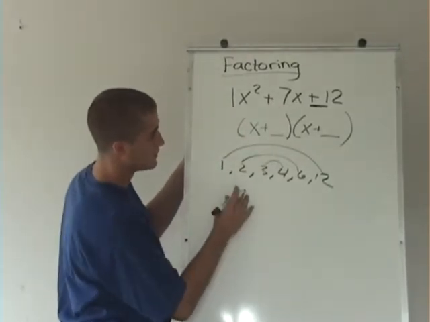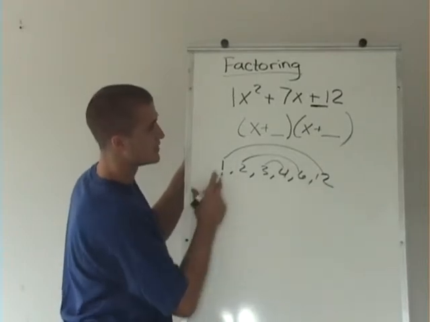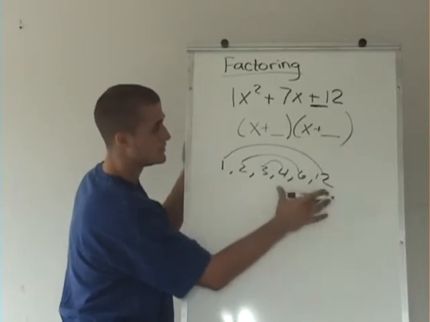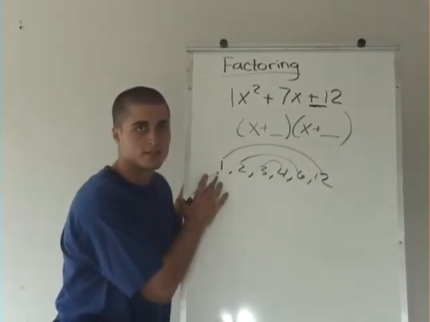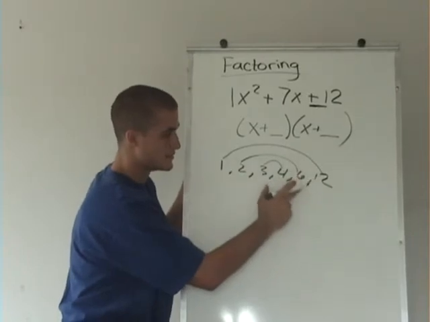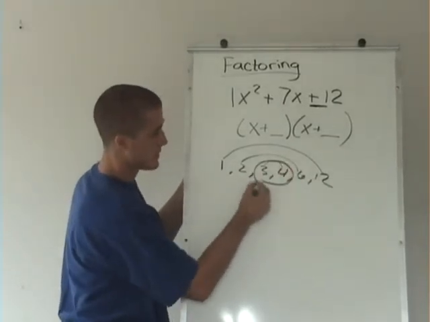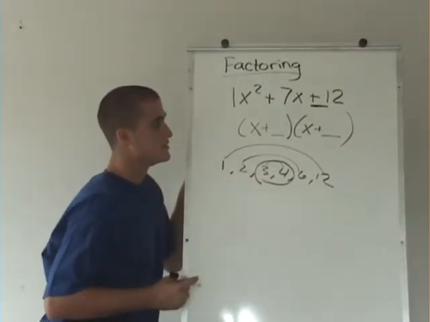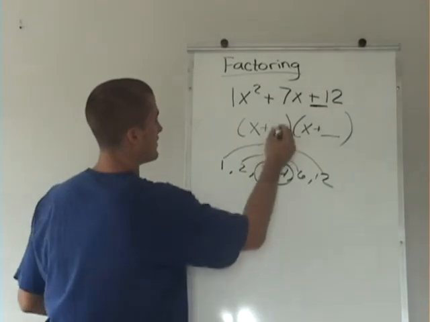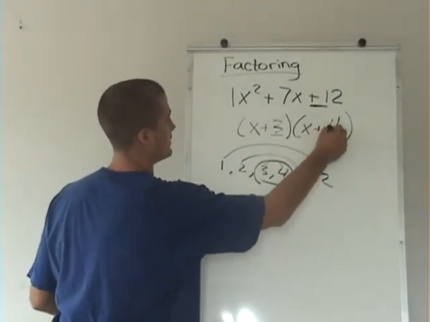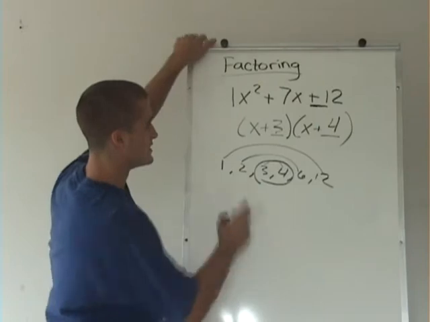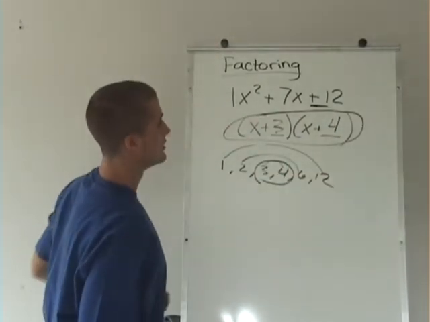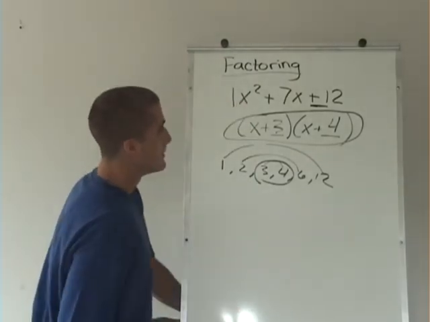So what we're going to do is see which one of these we can add or subtract together to get the 7. There's no way we could add or subtract 12 and 1 to get 7. And there's no way we could add or subtract 2 and 6 to get 7. But we could add 3 and 4. 3 plus 4 is 7. So we know that we're going to have a 3 and a 4 in here. And as it turns out, this is actually the correct factoring of this equation up here, or this function.